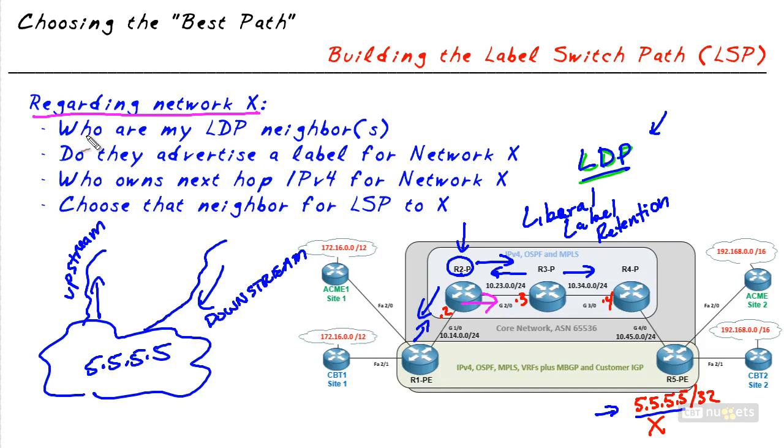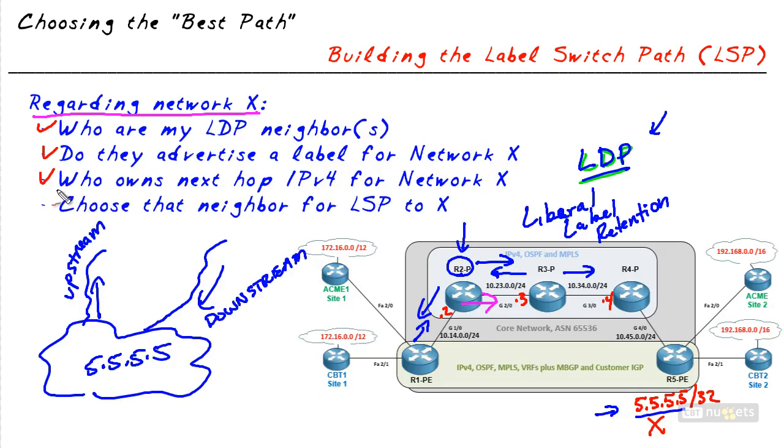The first question we ask is, who are my LDP neighbors? If you only have a single LDP neighbor and they're advertising a label for 5.5.5.5, you don't have much of a decision to make. You have one choice as far as LDP and MPLS go, and you're going to use that neighbor. Now, presuming we have two or more neighbors and they are both advertising labels for network X, in this example for 5.5.5.5, the next question we ask ourselves is, who owns the next hop IPv4 address for network X?